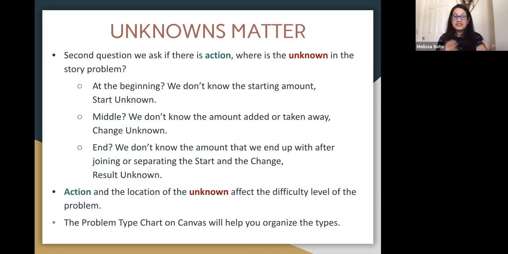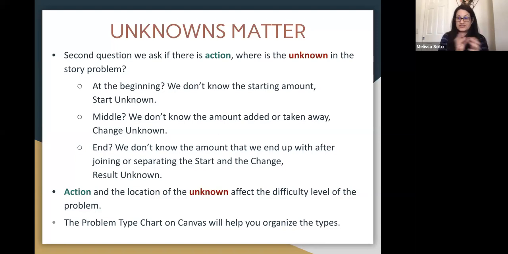So kids have a lot of knowledge and experience with these particular story problems, so they're going to be a lot easier for kids. The change problems are going to be a little bit in the middle, and then our start unknown problems are going to be the most difficult. And the reason being is that we don't have a starting point. So kids aren't quite sure what to do at first.